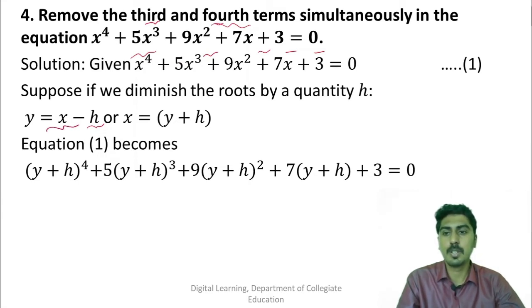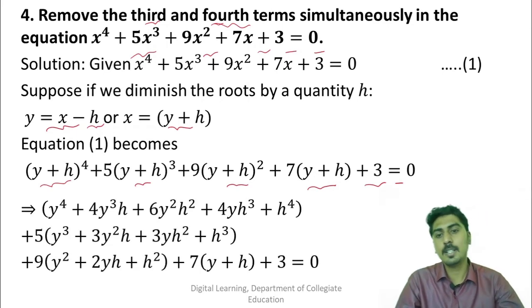When I put y equal to x minus h or x equal to y plus h, I get y plus h whole power 4 plus 5 into y plus h whole cube plus 9 into y plus h whole square plus 7 into y plus h plus 3 equal to 0.